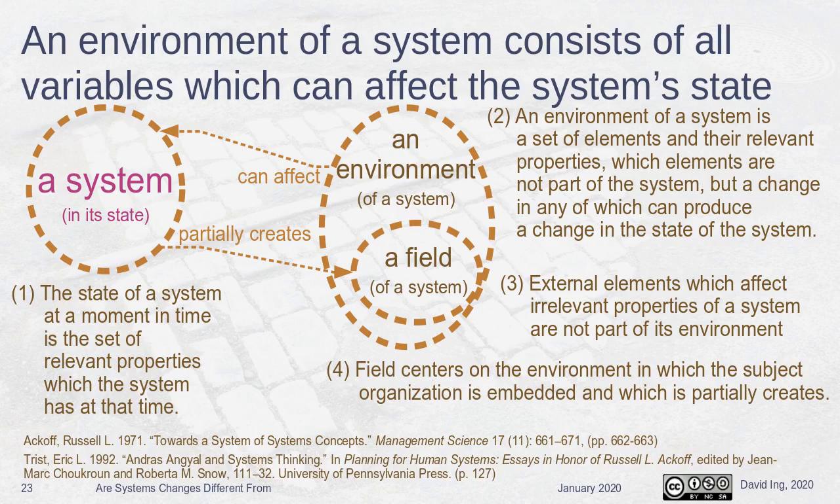Okay, so we have a system, we have this environment. But that's because if we talk about it, the environment can change, and actually the system can change. So you have to be careful with this definition. The second, the environment of the system, is a set of elements and relevant properties, which elements are not part of the system but can change its state. And then you have this extra idea of field. The word field is not used a lot, but it is used a lot in Tavistock and organization around the system and the part of the system you can actually control, which is the field. So there's a whole environment, which is pretty well everything.